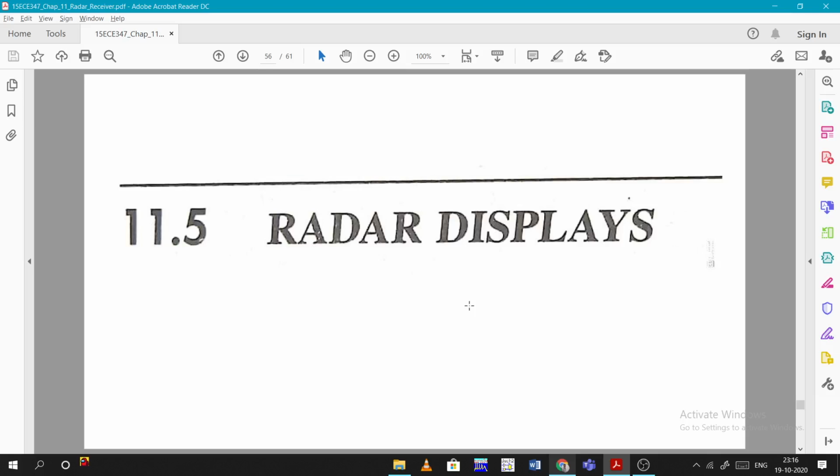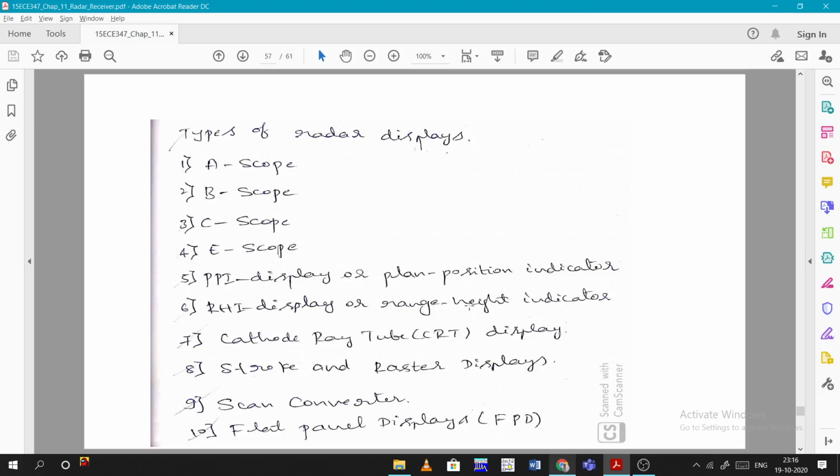Now coming to the radar displays, there are several types. One is A scope, B scope, C scope, E scope, PPI display or plane position indicator. Next, RHI display or range height indicator, cathode ray tube CRT display, normal TV, old ones. Next, raster scan display, scan converter, flat panel displays, FPD. Let us see how they look in real life.